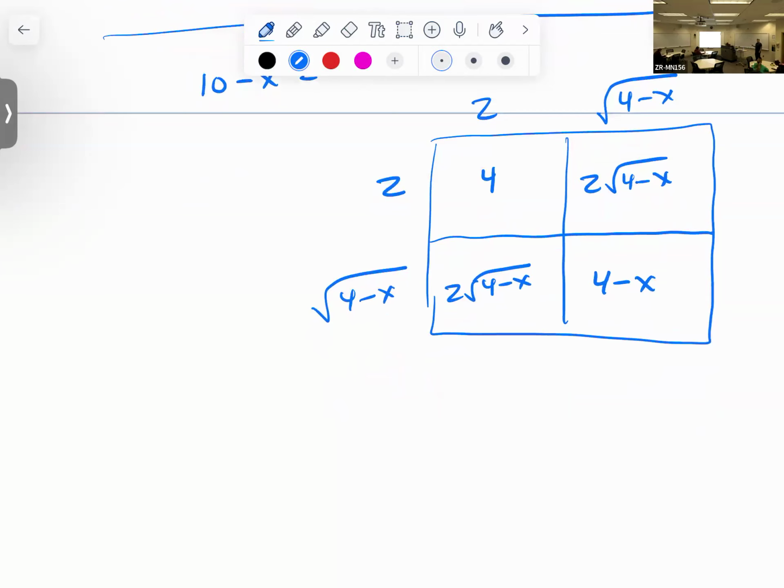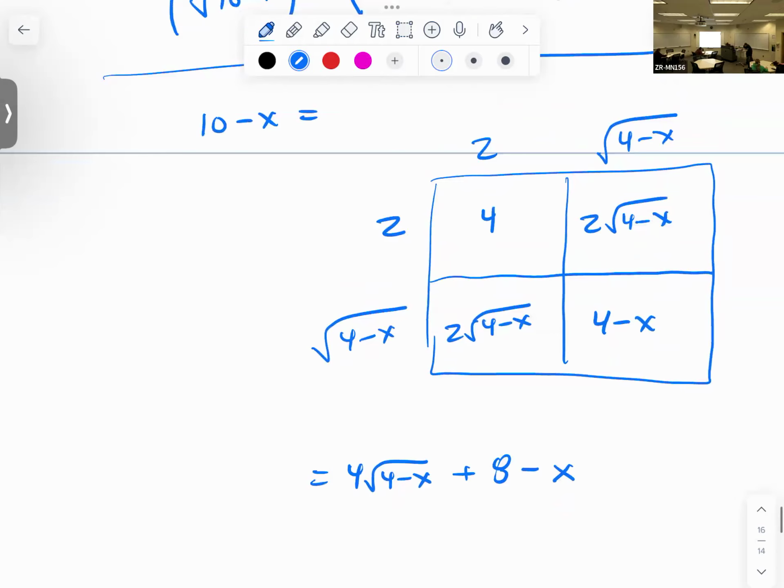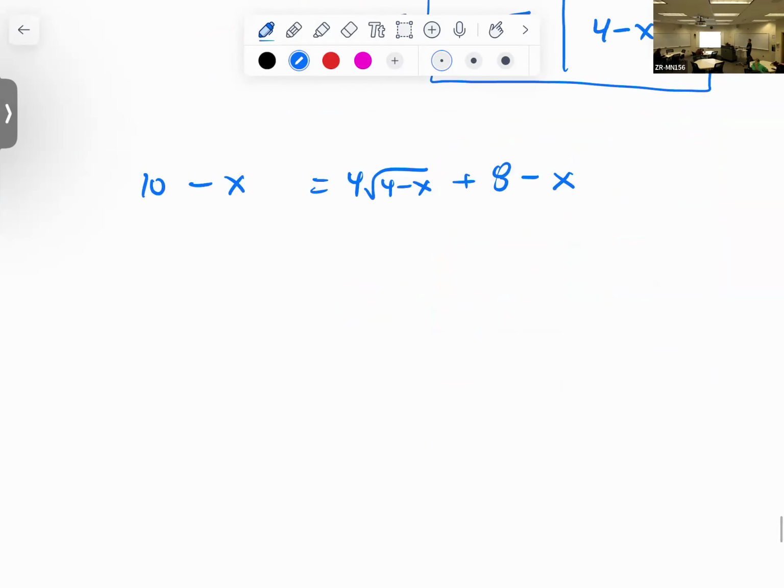Now, the nice thing about radicals in the box is that terms actually combine on both diagonals. So this ends up with 4 root 4 minus x, because 2 root 4 minus x plus 2 root 4 minus x. And then I have 4 plus 4, which is 8 minus x. So bringing my 10 minus x down from above, this is what we end up with.